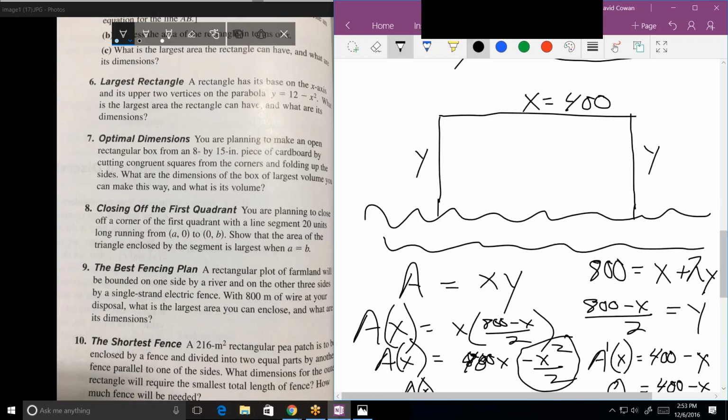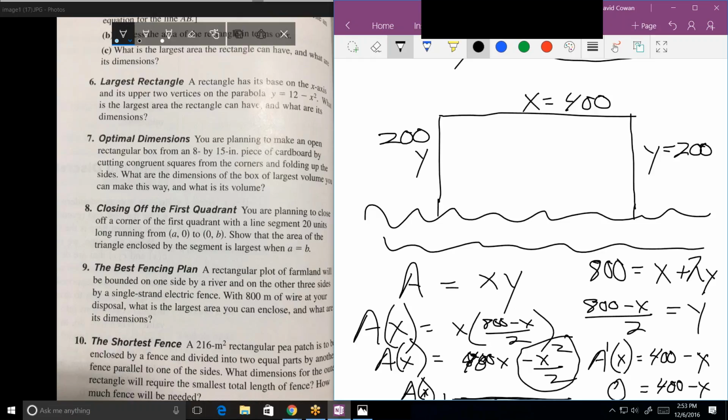Got 800 worth of wire, so the y's are 200 each. And that's the shape of my rectangle that gives me the maximum volume, or the maximum area, excuse me. And if I want that area, it's 200 times 400, or 80,000.